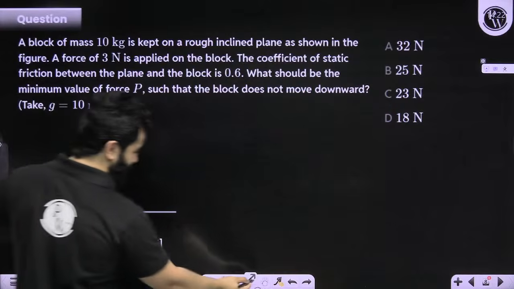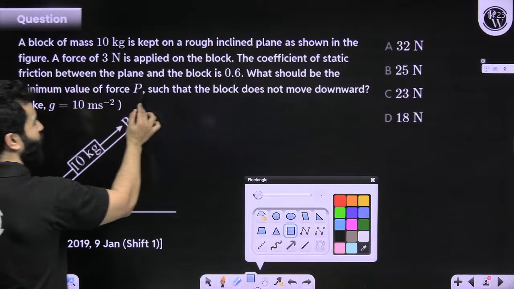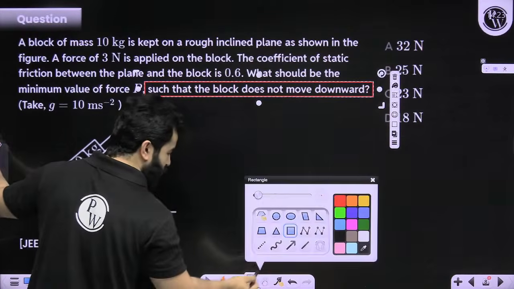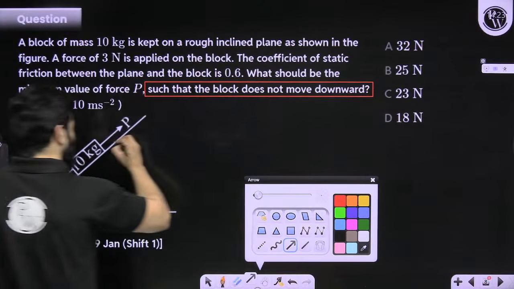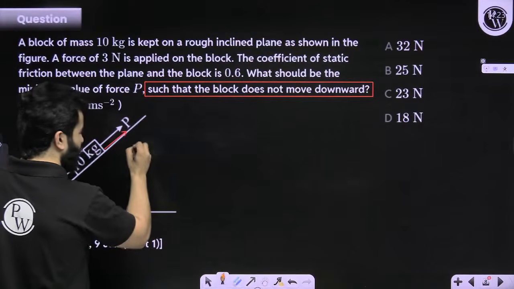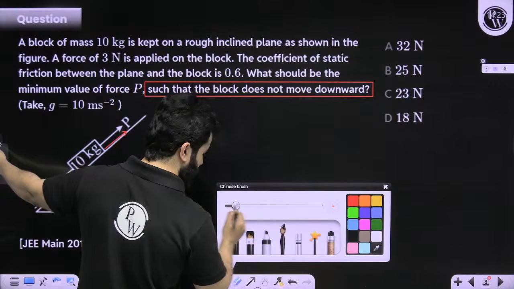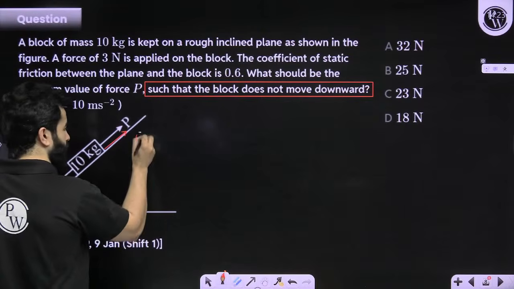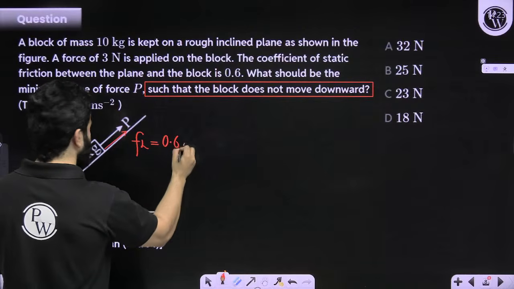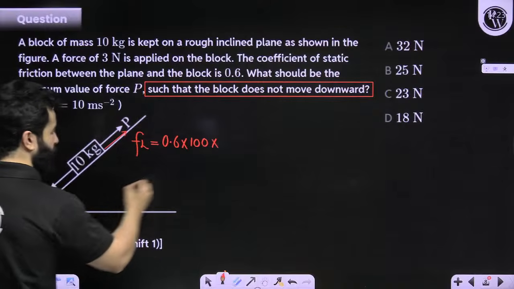Now please understand how they are framing the question. They are saying what should be the minimum value of force such that the block does not move downward. That means to prevent it from moving downwards, the friction force will act in the upward direction, my dear friends. Upward direction, mu mg sine 45 degree.